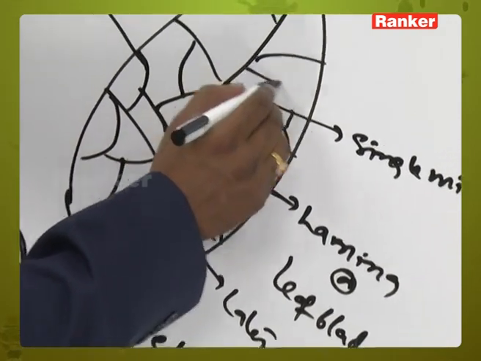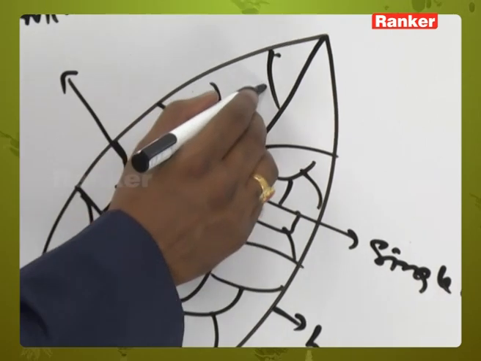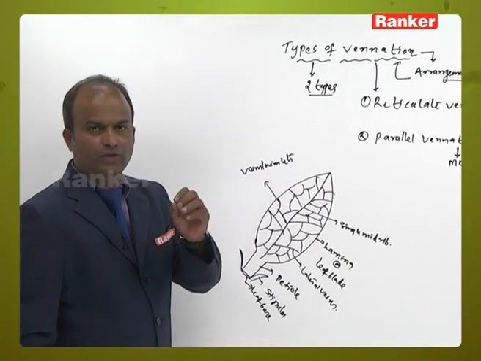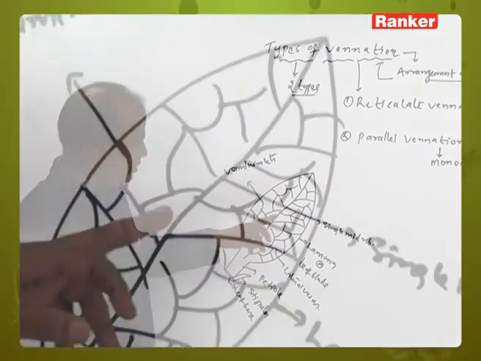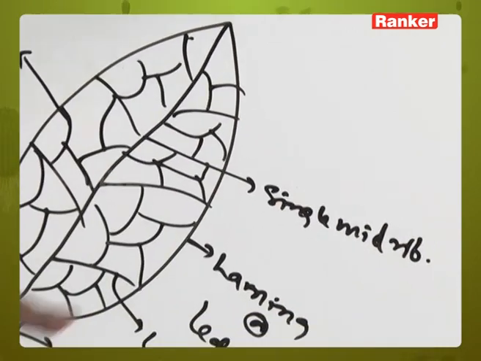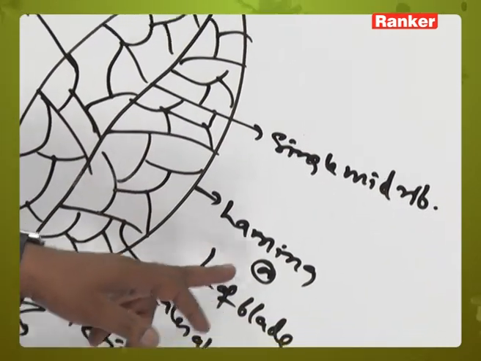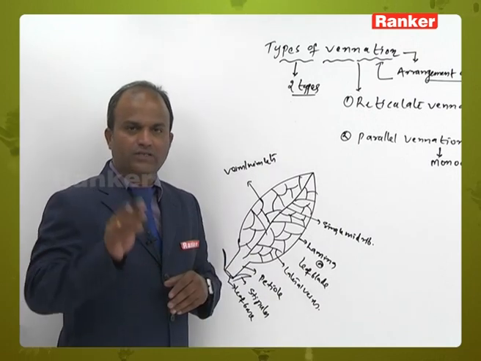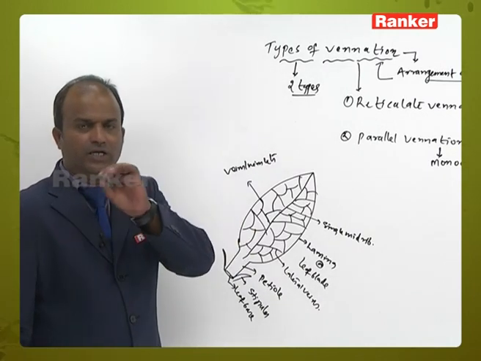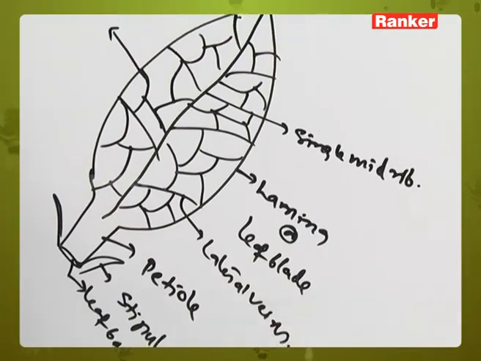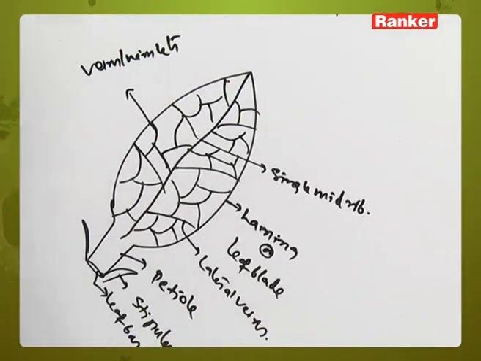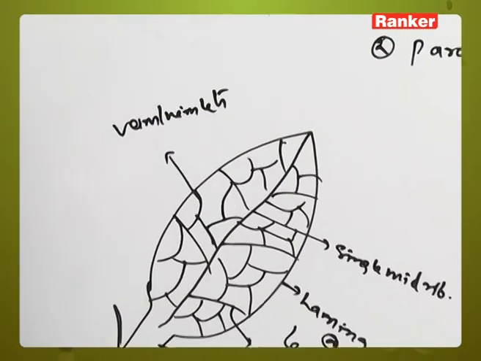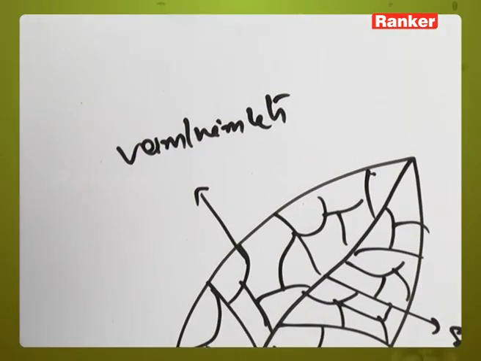This type of venation is called reticulate venation. Once again, in reticulate venation the leaf shows a single midrib. From this single midrib, lateral veins arise. These lateral veins are not arranged parallel to one another. From the lateral veins, veins and veinlets develop. This is reticulate venation.